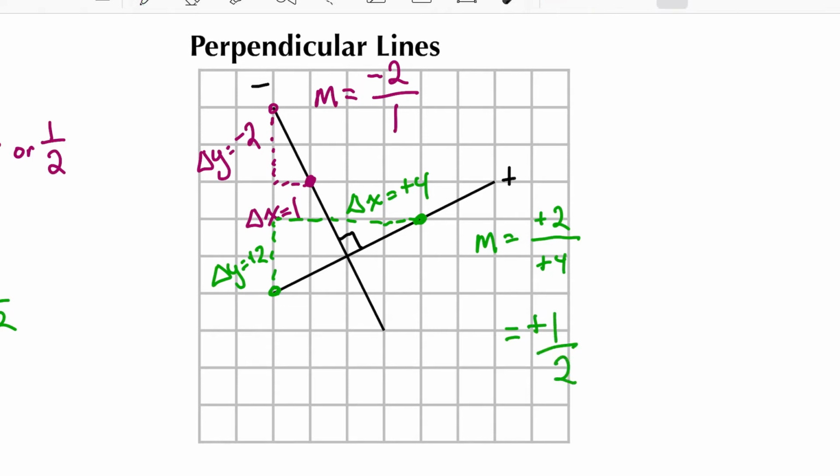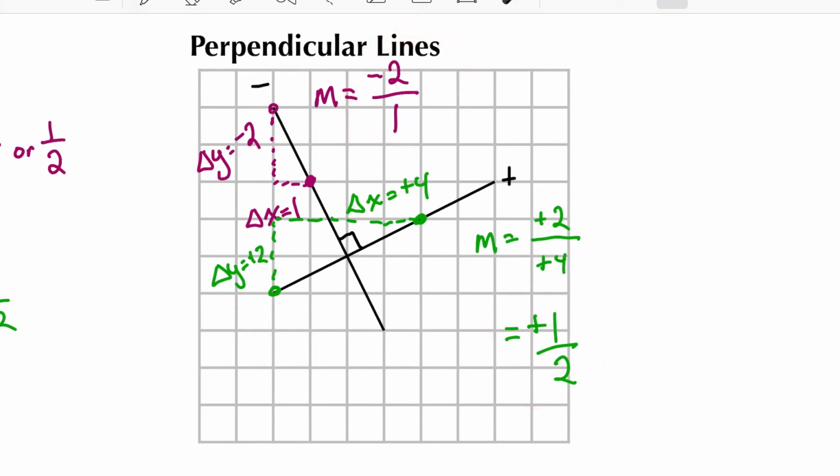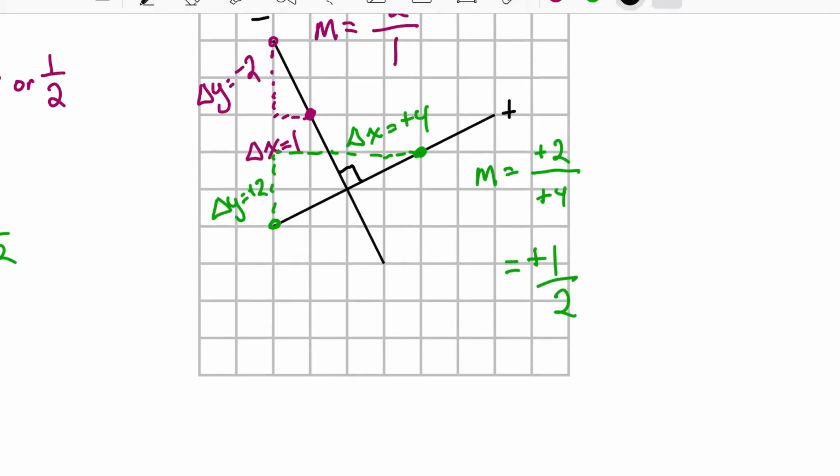Now let's take a quick look at this guy and this guy. They are negative reciprocals. So let's write that down. Perpendicular lines. I need to spell perpendicular correct, don't I?